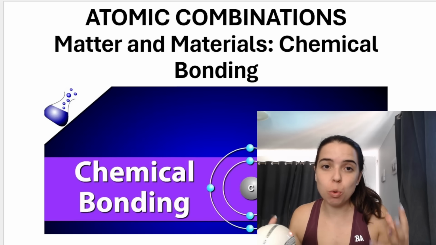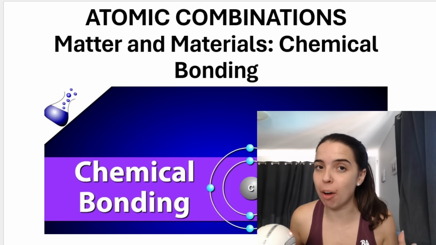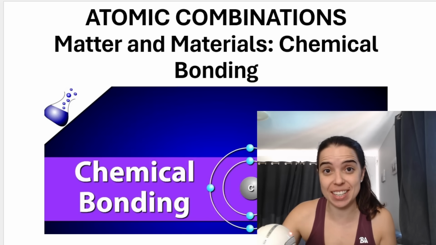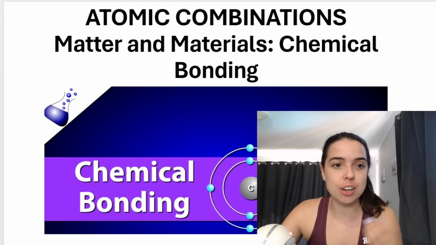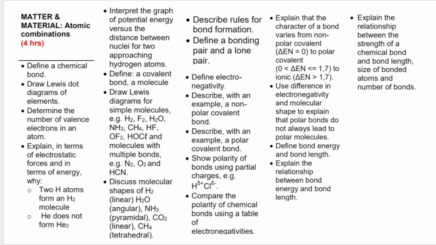Atomic combinations falls under the section called matter and materials, and we'll be focusing on chemical bonding and the intro to chemical bonding in this lesson. But before we jump into that, I just want to show you your ATPs. So this is the document that the government gives to schools and teachers, and this is what you need to know according to the Department of Education for your exams. So they show you in quite a lot of detail exactly what you need to know. They break it down for you. So you can pause the screen, you can take a screenshot of this, you can write it in your book, and you can use it as a checklist.